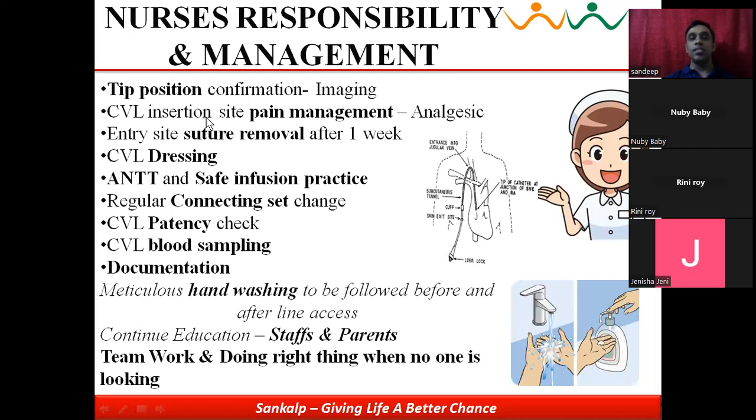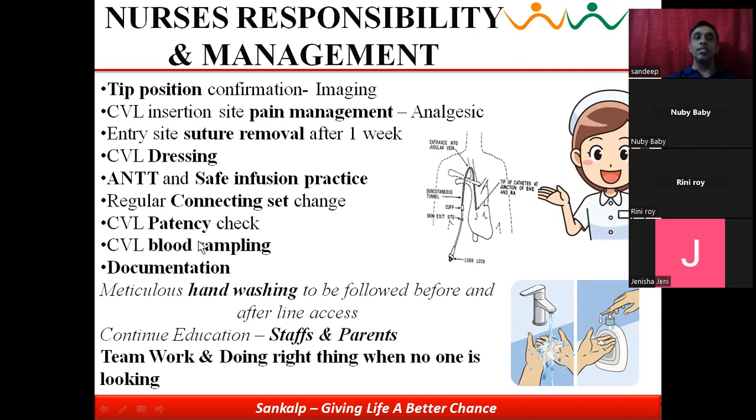So as a nurse, once the central line dressing happened today, CVL insertion happened, the next day we have to do the dressing. From there onwards, every 7th day we have to do. And the next part is ANTT technique and safe infusion practices, which are very important when we are handling the central line. And regular connecting tubes. So what are the connecting tubes we are using? Those have to be changed once every 3 days.